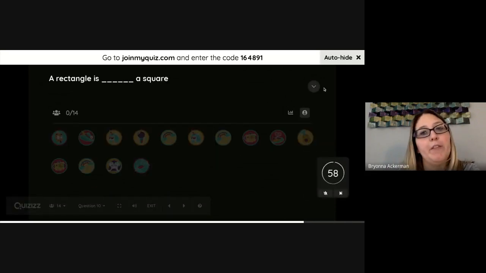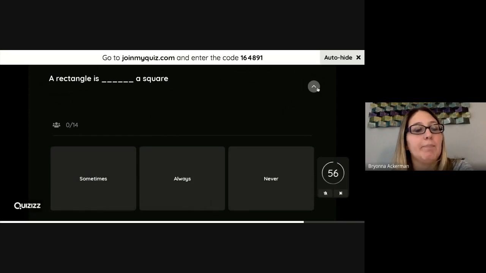Okay, we're gonna fill in the blank here. A rectangle is blank a square. So a rectangle is sometimes a square, always a square, or never a square. So think about the properties. Can a rectangle ever be a square? And if so, is it sometimes or always? If not, then it'd be never, right?